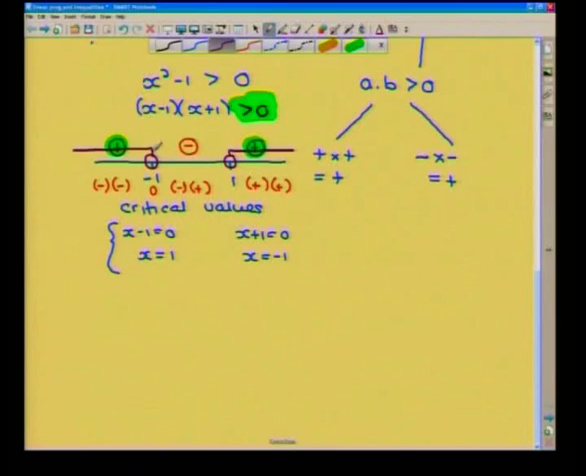If you're doing the set notation, you would say x is smaller than, because the arrow is pointing this way, -1, or x is, and this time it's going this way, so it's x greater than 1. That's the form of writing it in set notation. You can also call it set builder notation.